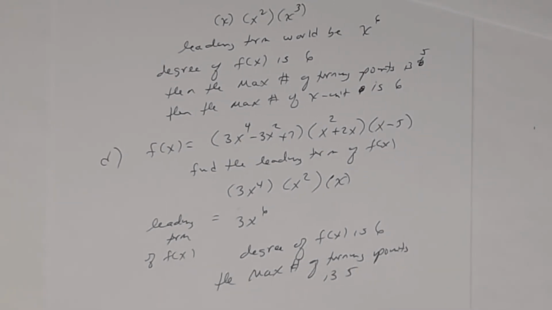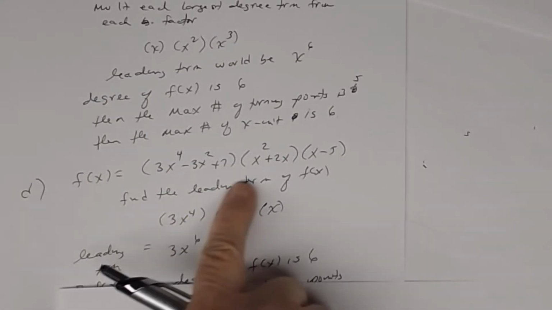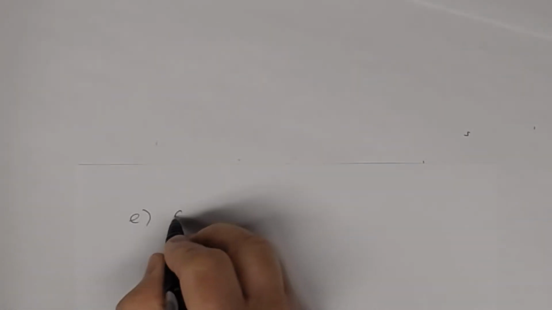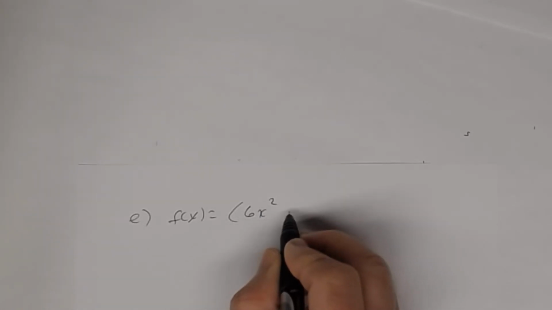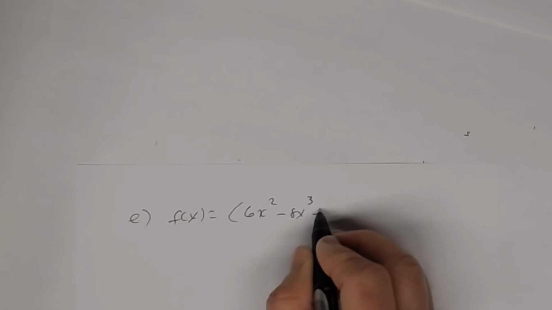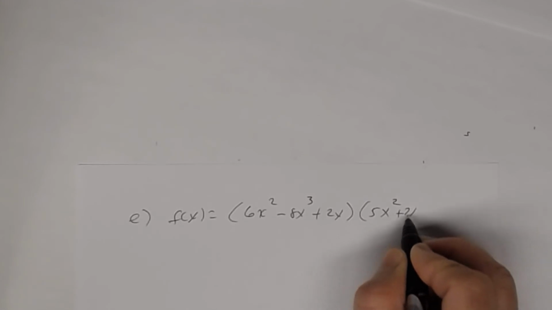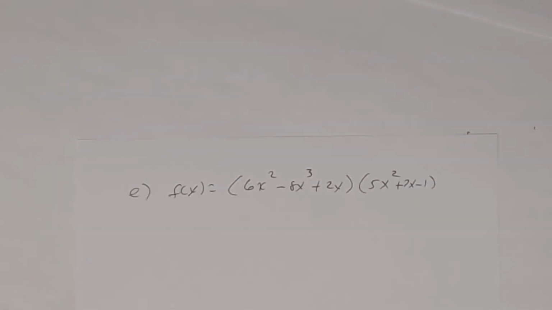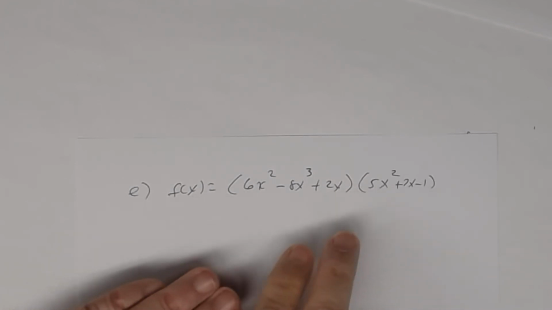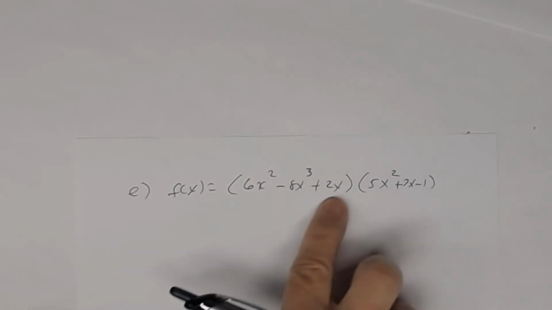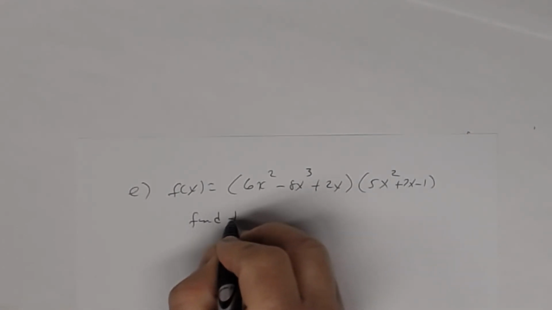All right, let's do one more just to show you it's not difficult, right? Fairly simple to find the leading term when it's in factored form. So let's say we had f of x is equal to 6x squared minus 8x to the third power plus 2x, times 5x squared plus 7x minus 1. So again, don't multiply this out. You don't want to do that. You can answer this question quickly just by looking at the highest degree term in each polynomial and multiplying them out.